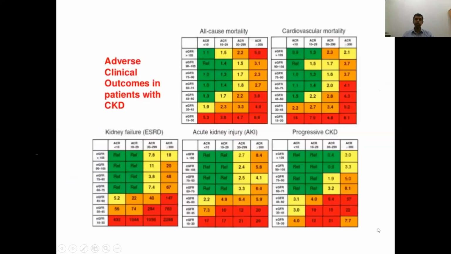And when you're talking about worse outcomes, it's in any situation you consider, whether it's all-cause mortality, whether it's from cardiac disease, whether it's from end-stage kidney disease, whether it's progression of CKD, or whether it's developing acute kidney injury, all these patients with the lowest GFR and the highest albuminuria are at the highest risk.